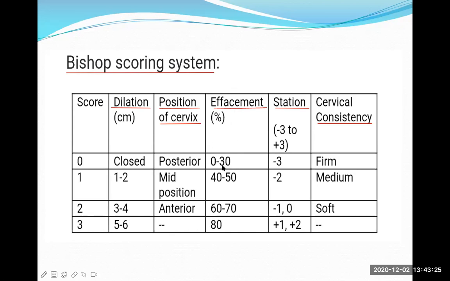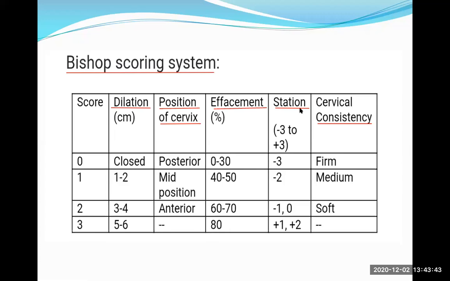So if effacement is only up to 30%, or if it is not effaced at all, we give a score of 0. 40 to 50% effacement, score of 1. 60 to 70% score of 2, and 80% effacement has a score of 3.